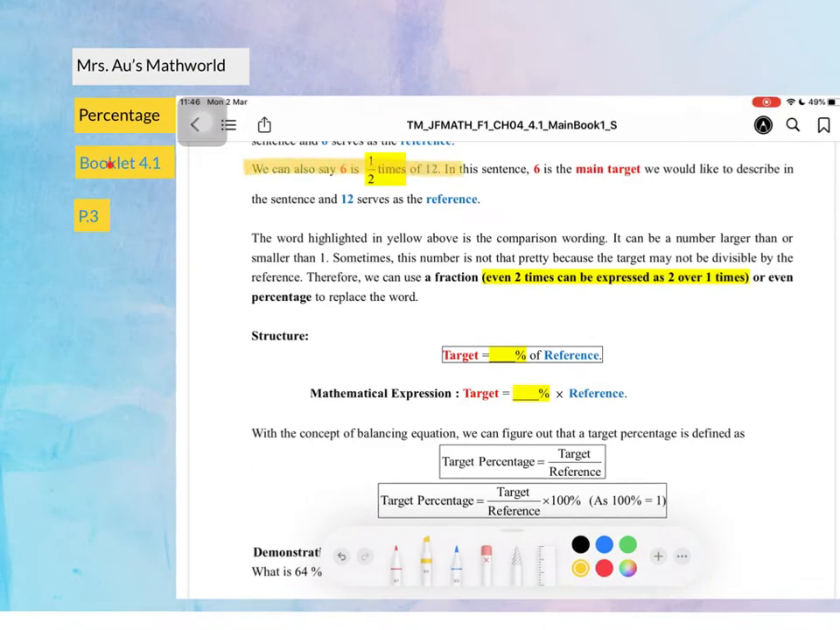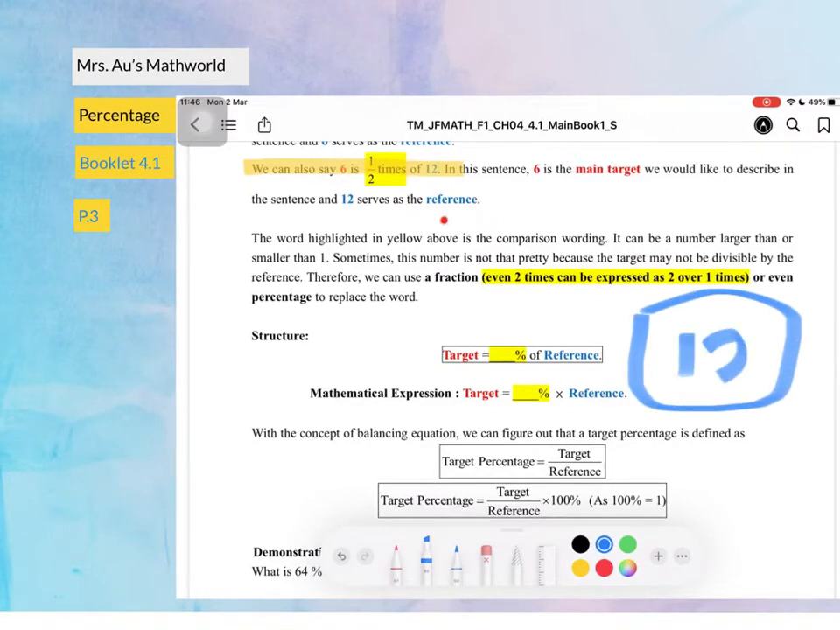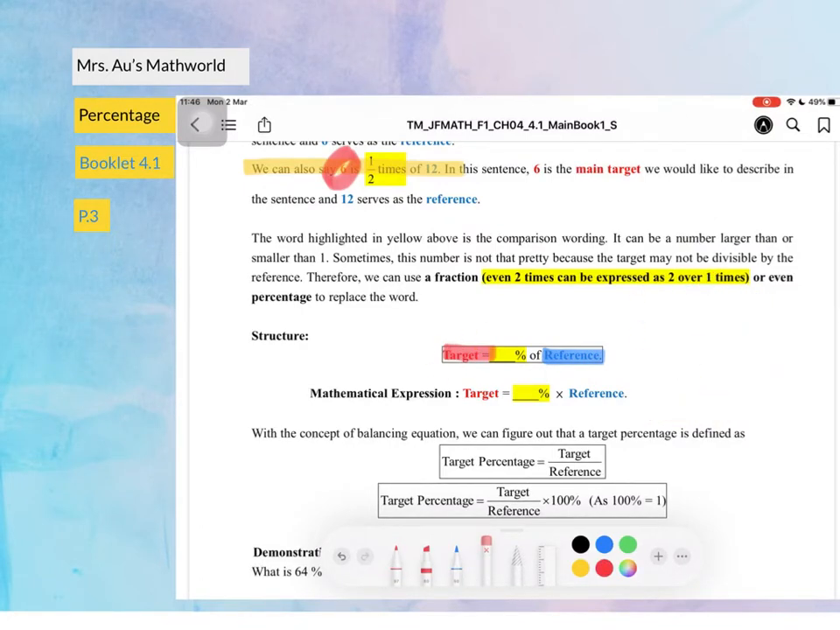For page 3, we have the concept of comparing two numbers. One of them will be the target, the other one will be the reference. Reference means the base, the thing we are going to use. For example, 6 is 1 over 2 times of 12. So 12 is the reference, and 6 is a part of it. This is called the target, which is 6. I want to know what percentage of 12 this is.